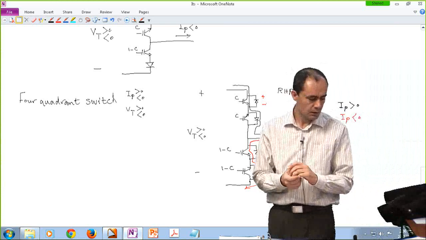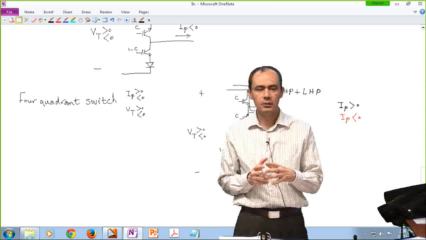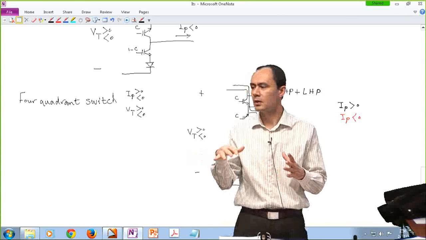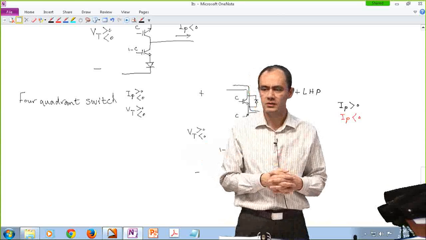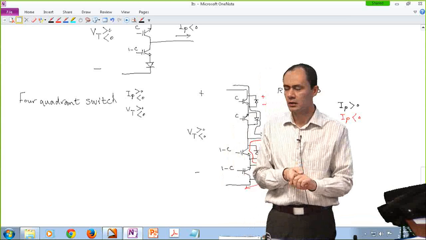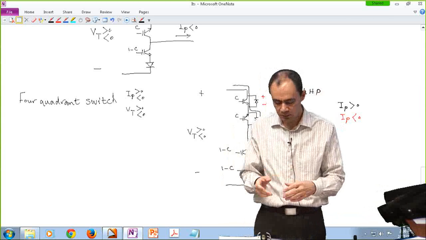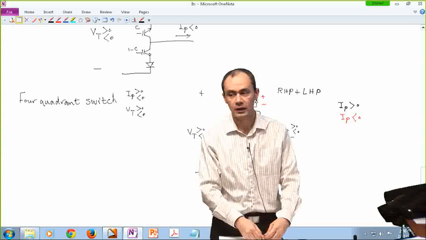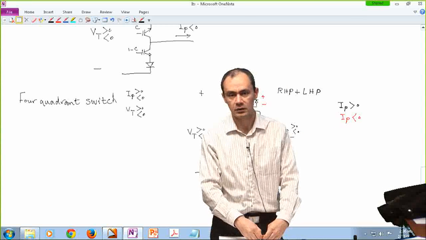All right? So this is how you can manipulate it in a way that your currents could be positive or negative, your voltages could be positive or negative, and you can always manage to have the top throw or the bottom throw active, conducting or not conducting the current.